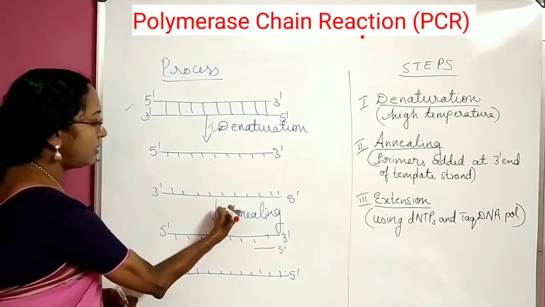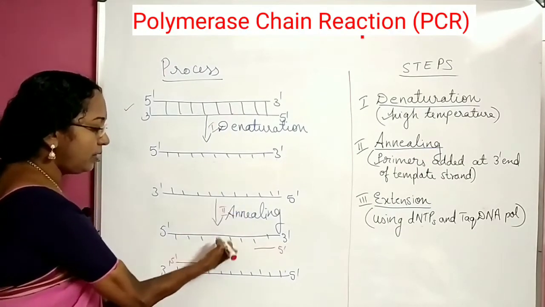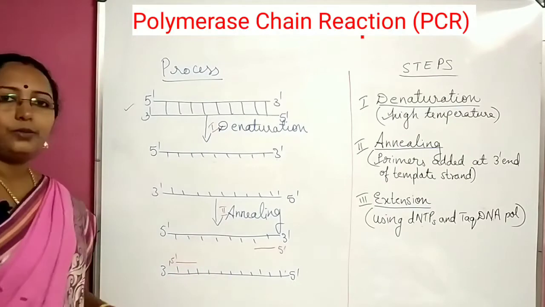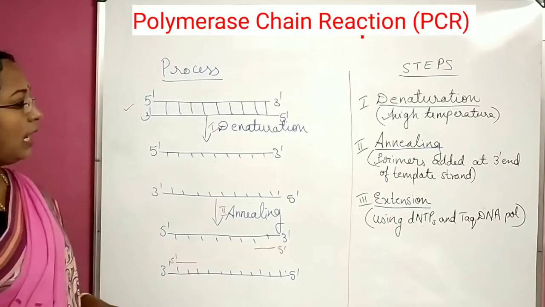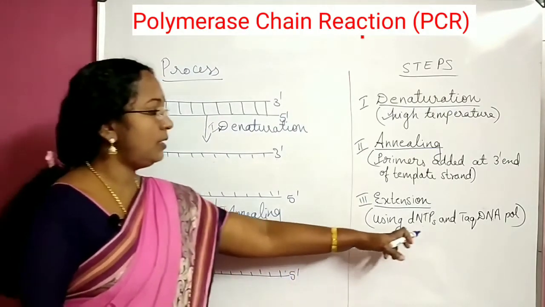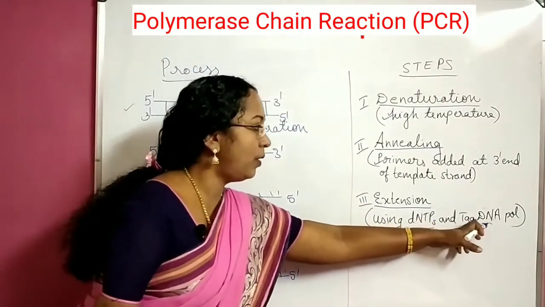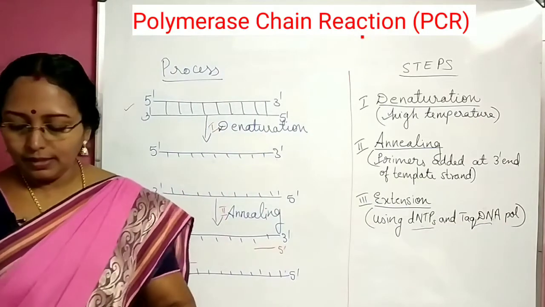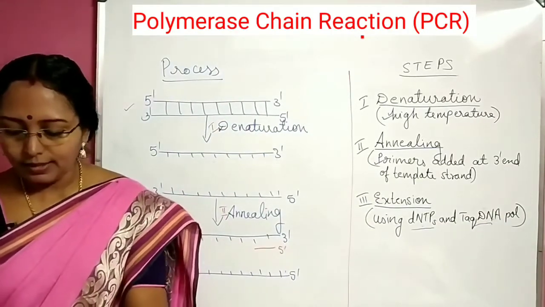Followed by your second step, which is annealing. After that, you have to represent how the strands look. Okay, and the third process is extension. Extension uses dNTPs and Taq DNA polymerase. You are extending the DNA. So how is that done?